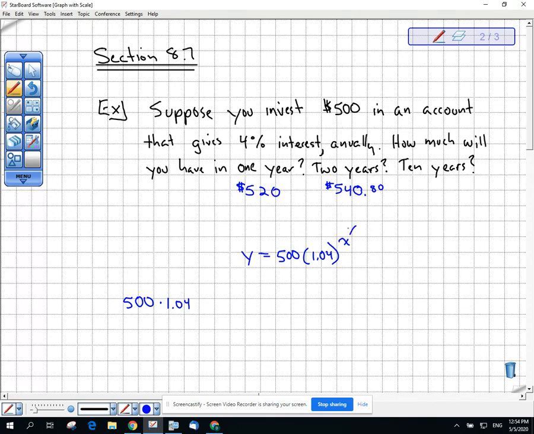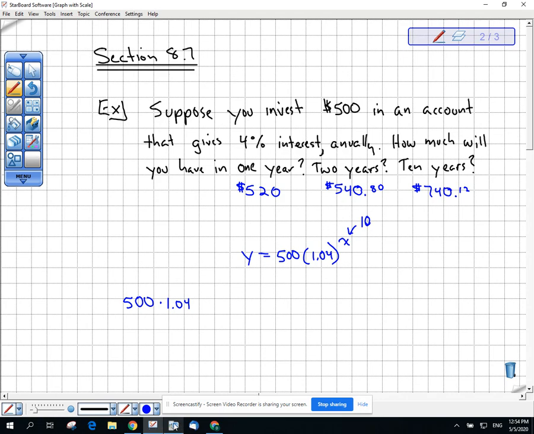If you plug in a 10, let's answer that question. You plug in a 10 for x, what it ends up being, and this may be a rounded number, I'm sure it is, $740.12 to the nearest cent, $740.12. Okay, so this is known as exponential growth.